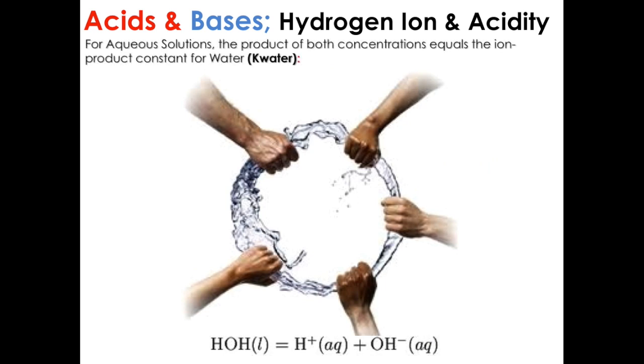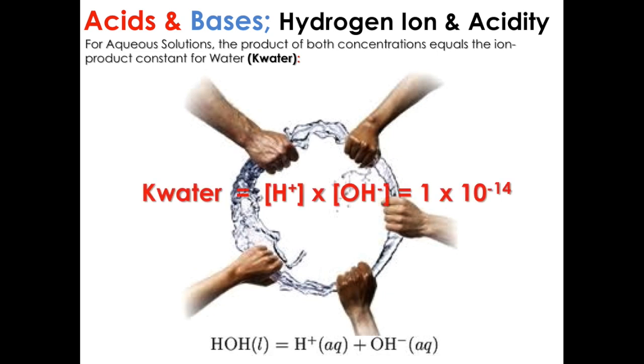For aqueous solutions, the product of both concentrations equals the ion product constant for water, which is called K water. Then K water equals the concentration of hydrogen times the concentration of hydroxide, and is equal to 1 times 10 to the negative 14.